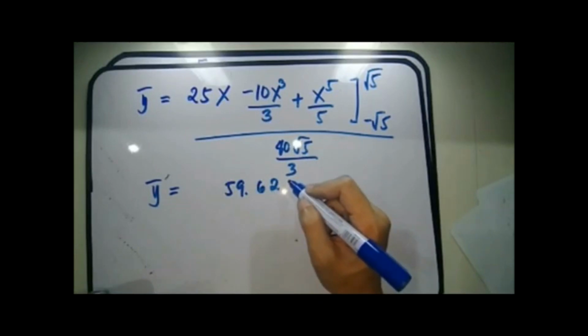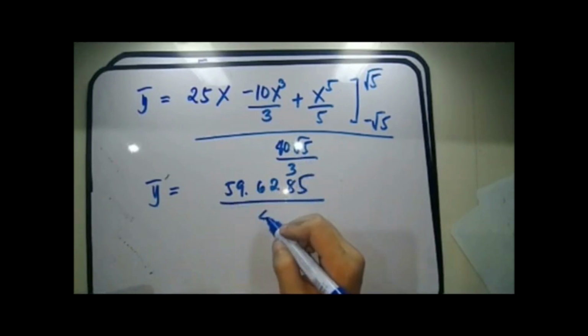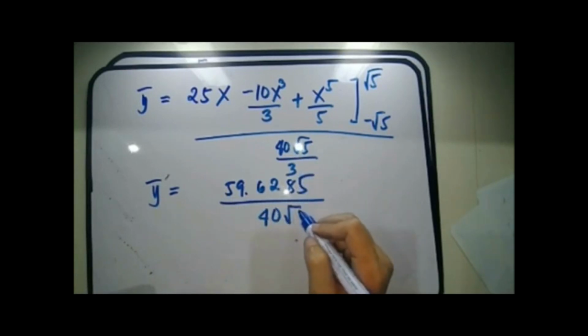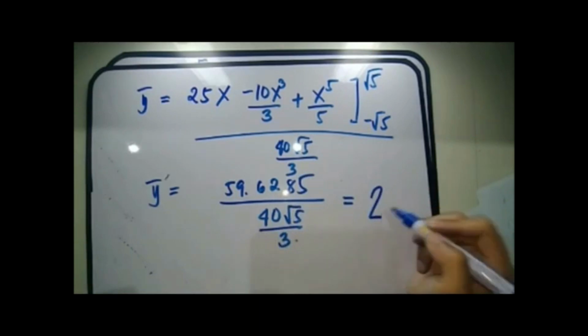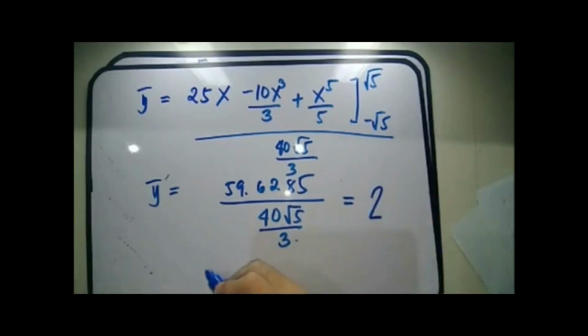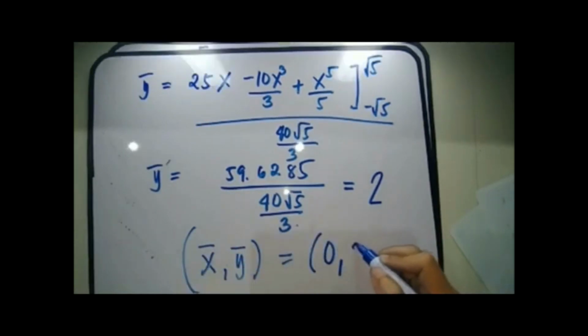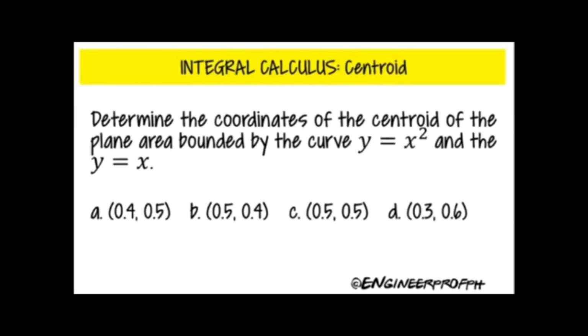So, substitute natin yung limit, all over 4 the square root of 5 all over 3. So yung answer niya is we have here 2. Therefore, yung centroid natin guys, x bar and y bar, centroid coordinate is at (0, 2). So that will be our final answer. So next problem tayo guys. Practice lang ng practice na mag-solve ng problem.